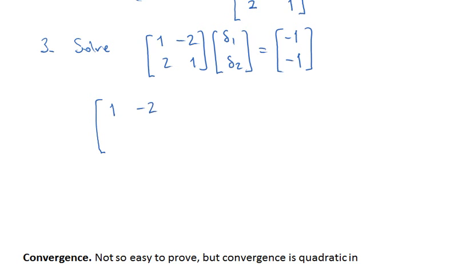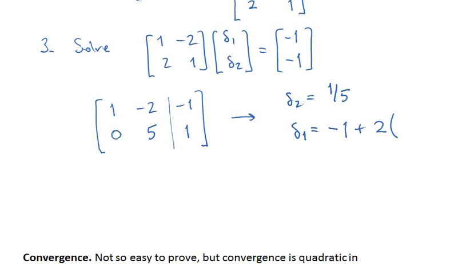So we leave the first row alone. Add minus 2 times the first row, add that to the second row. So this becomes 5, and negative 1 plus 2. Right now it's triangular, so that tells us delta 2 is 1/5. Delta 1 is negative 1 plus 2 delta 2, all divided by 1. So we get negative 3/5.